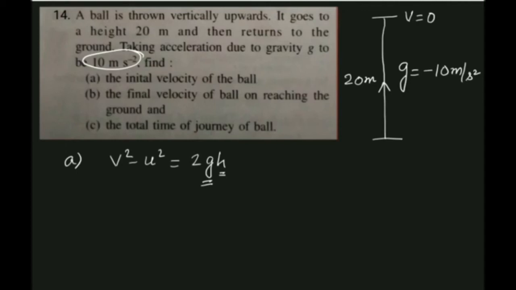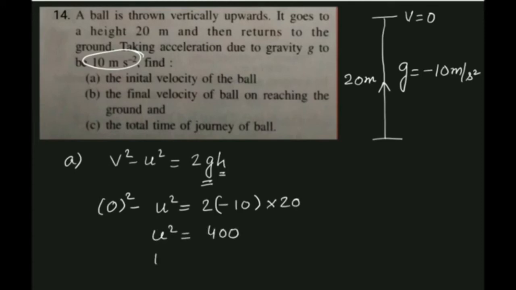So the value of v is 0, and u we have to calculate. The value of g is minus 10, h is 20. So minus and minus cancel on both sides, 400, and you can write under root of 400, and under root of 400 is 20 meter per second. This is question number 14, A part.